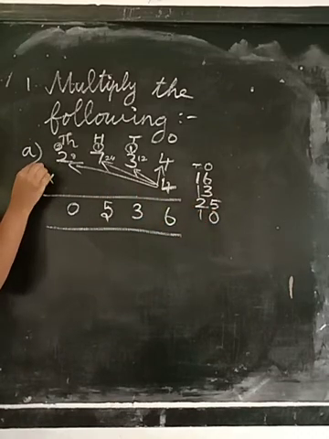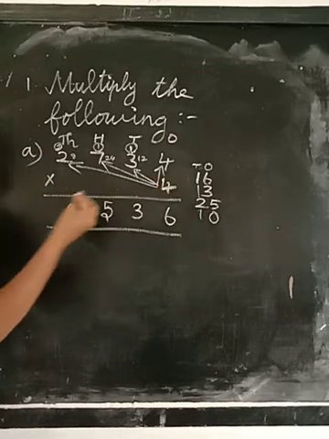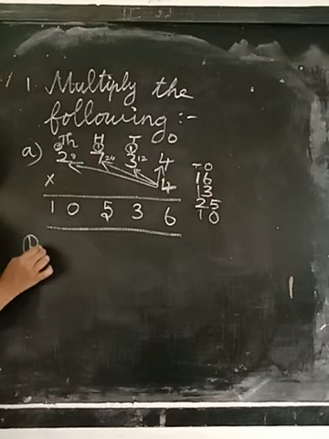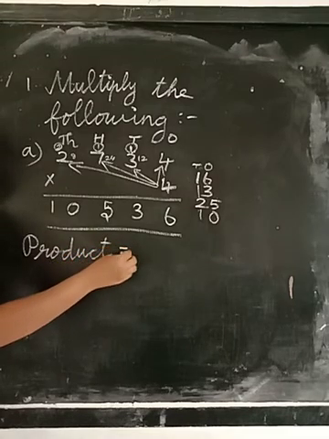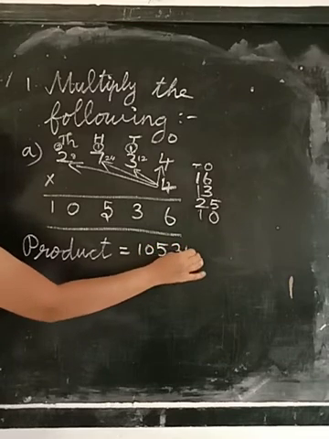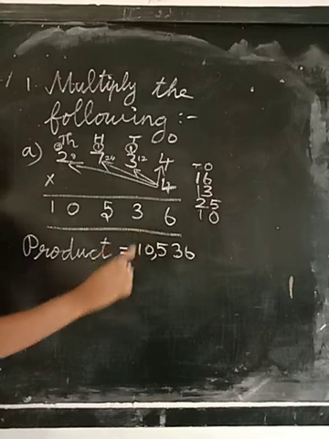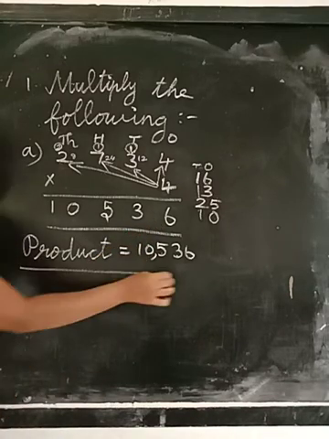And after this any number is there? No number is there. So what we can do? We can write the tens place number also near the answer itself. Okay? So for multiplication the other name is product. So here the product, the answer is 1, 0, 5, 3, 6. After 3 digits put a comma. The answer is 10,536. Okay? So any doubt in this sum?